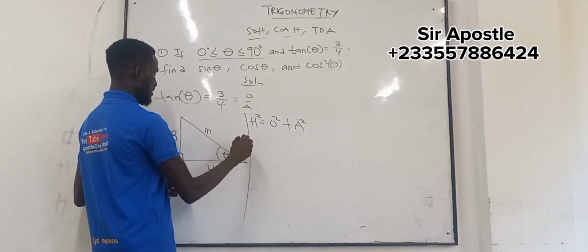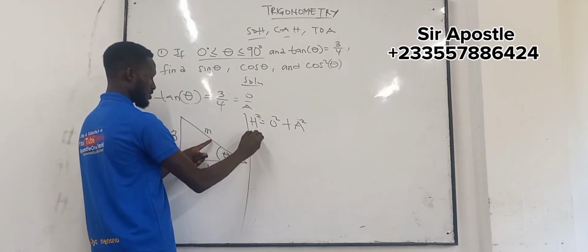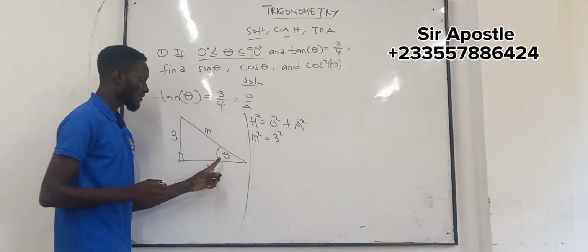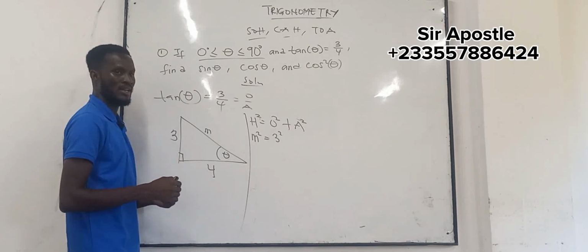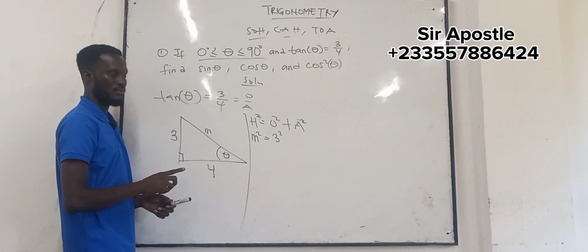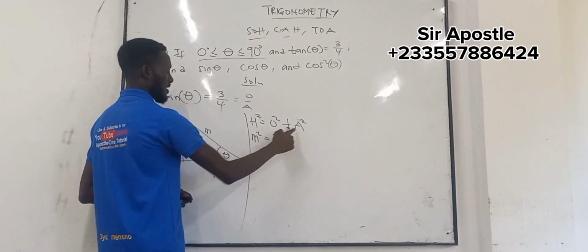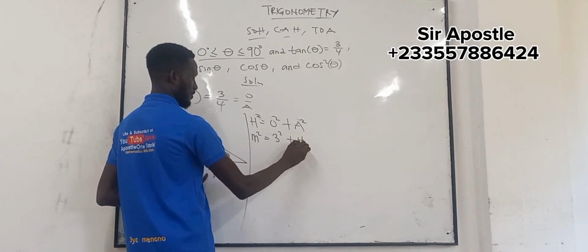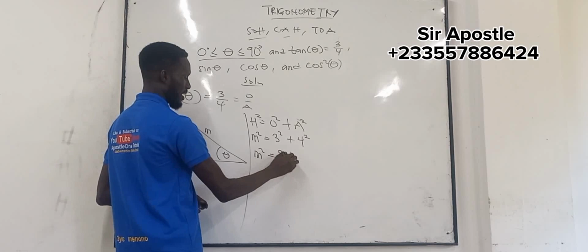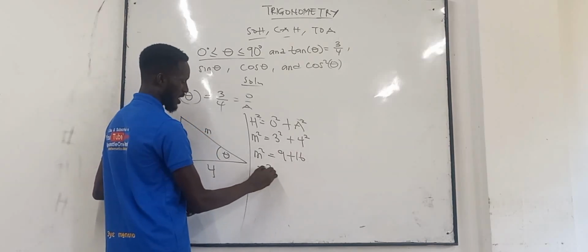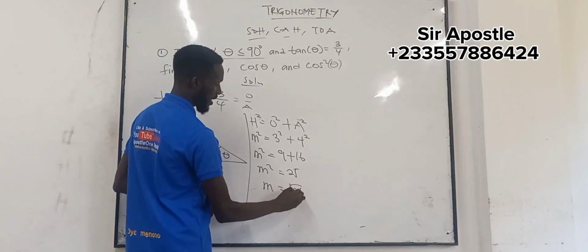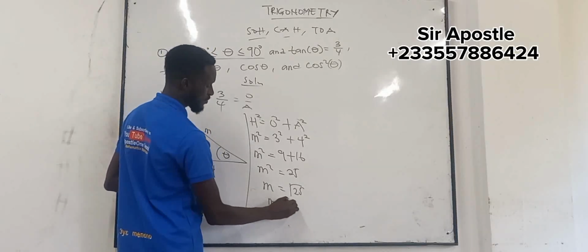Now, what is the hypotenuse? The hypotenuse is M, so M squared. Opposite is 3, so 3 squared. I told you that when we don't have an angle, you can use any part as your opposite and your adjacent. But when you have a particular angle here, where the angle faces becomes the opposite. Now, the adjacent is 4, so 4 squared. So this gives us M squared is equal to 9 plus 16. M squared will give us 25. M will give us root of 25, which will give us 5 units.